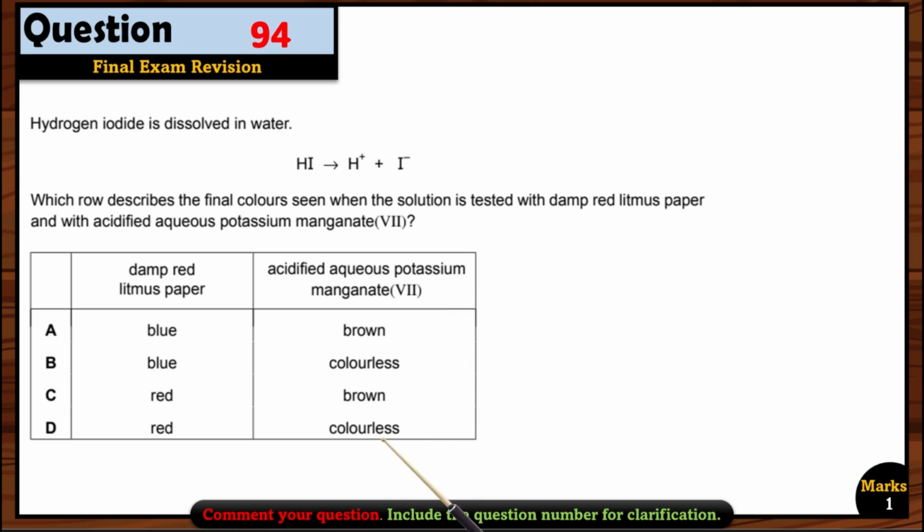Okay, but we will not choose the option of colorless. Why? Because in the solution we have iodide ions and at the end we will get iodine. So iodine always gives brown color in the solution. So that's why the color of the solution will be brown. That's why option C is correct.